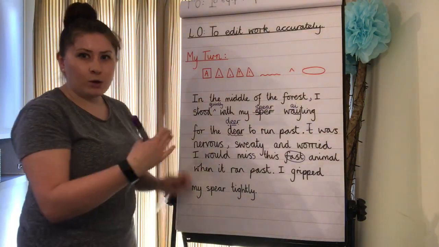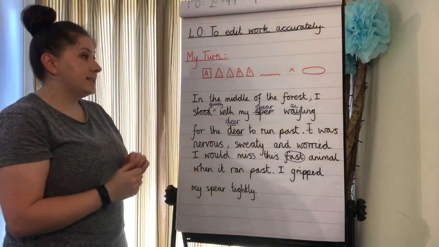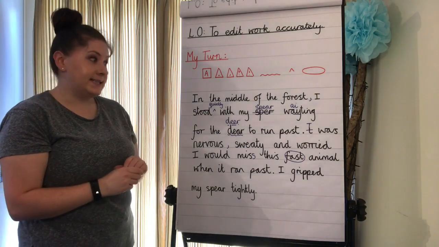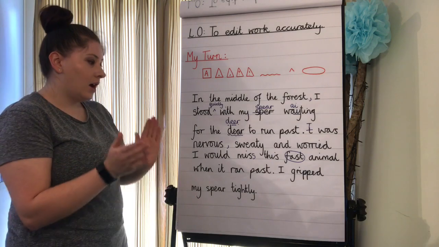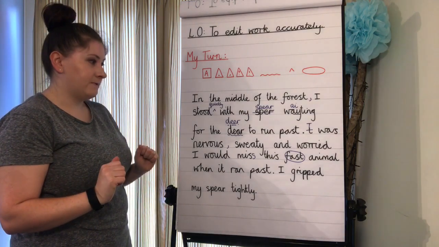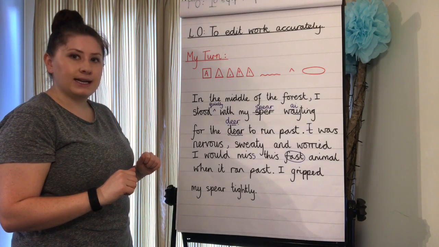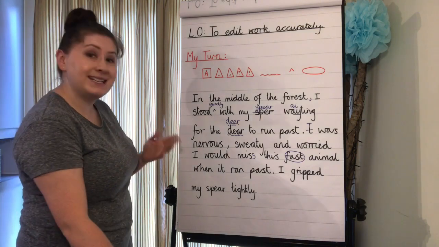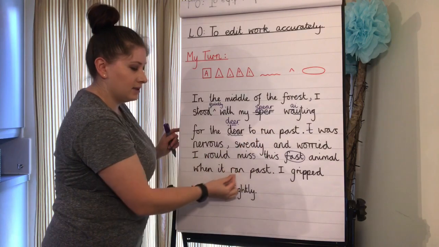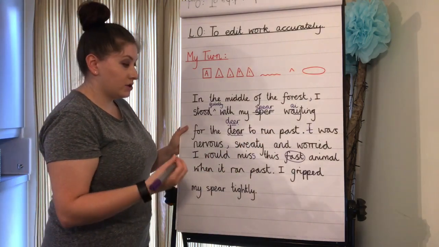Right, I'm going to read it as a whole paragraph now because it might be that I will still want to make some changes. In the middle of the forest, I stood quietly with my spear, waiting for the deer to run past. I was nervous, sweaty and worried I would miss this fast animal when it ran past. I gripped my spear tightly. Do you know what I've noticed? In reading it all together, I've repeated the word past. I've put to run past, waiting it when it ran past. And actually I just don't like it, so I'm going to change it.